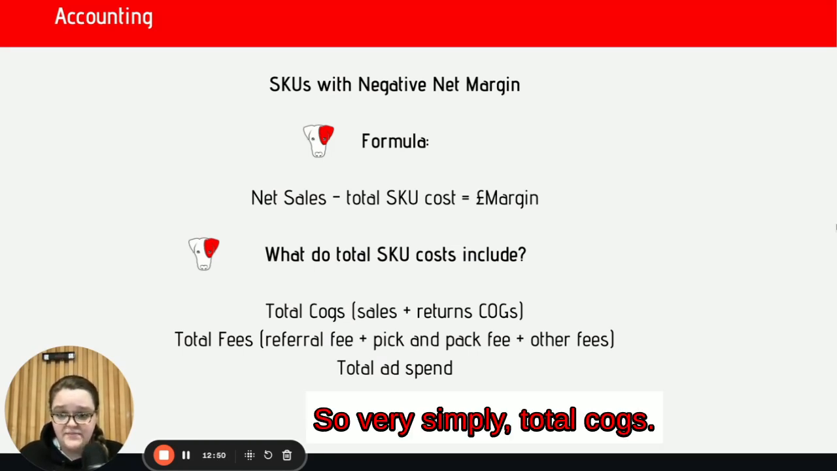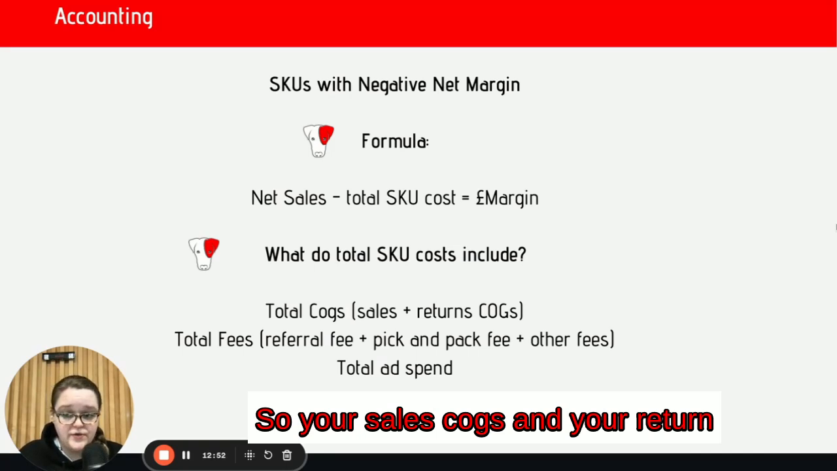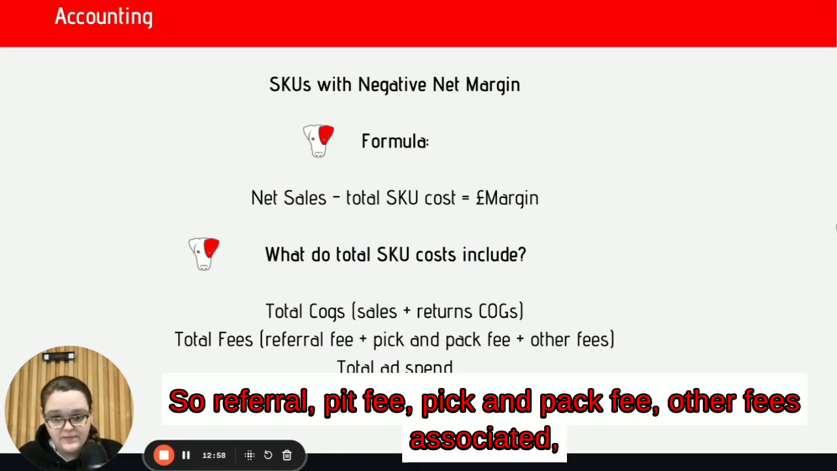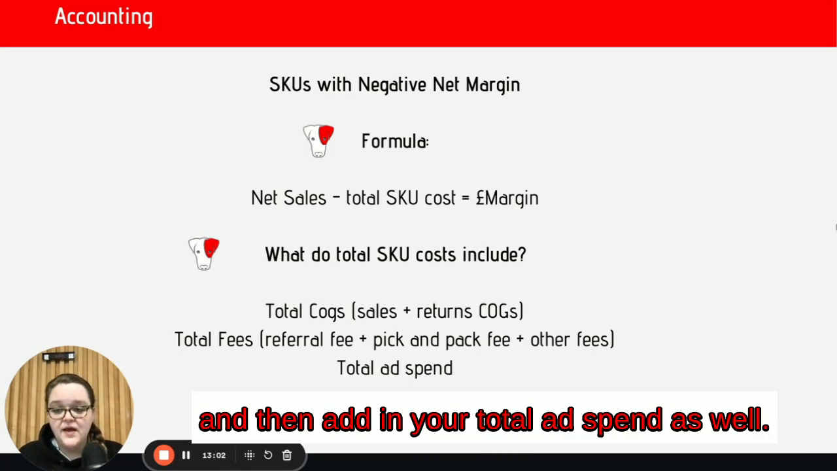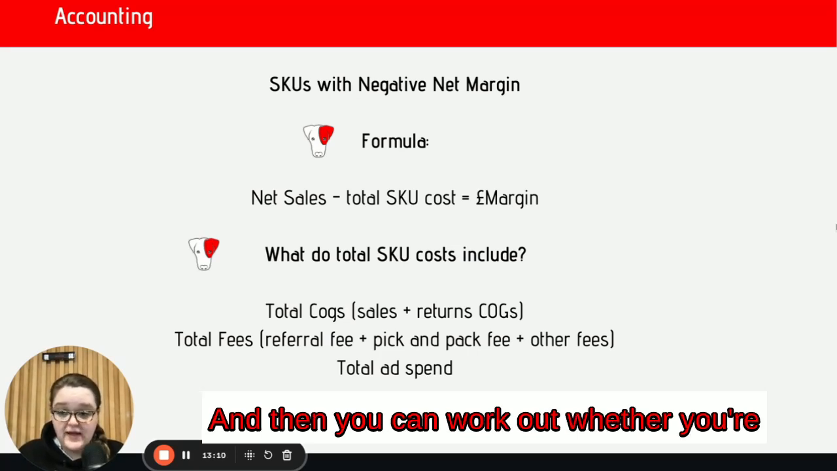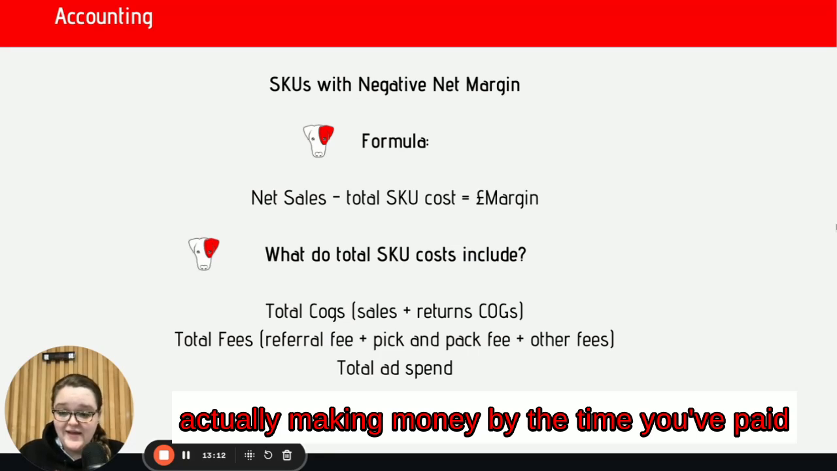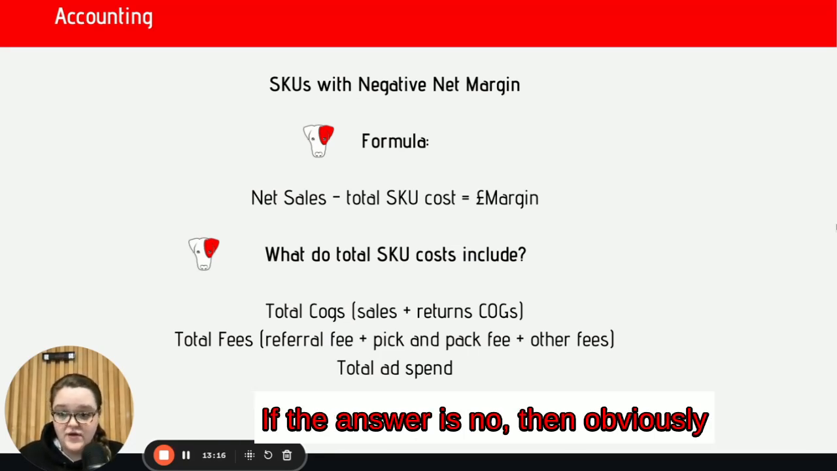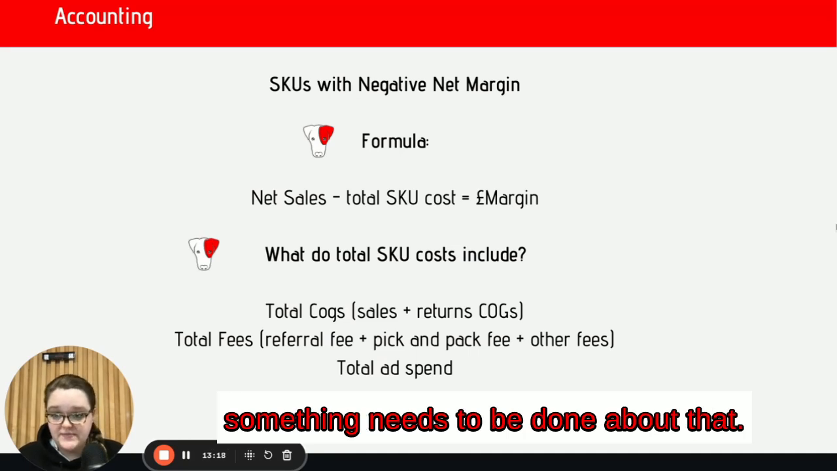Very simply, total COGS, so your sales COGS and your return COGS added together. Then your total fees, so referral fee, pick and pack fee, other fees associated, and then add in your total ad spend as well. All of that will give you your total SKU cost. Then you can work out whether you're actually making any money by the time you've paid all those fees and paid the advertising. If the answer is no, then obviously something needs to be done about that.